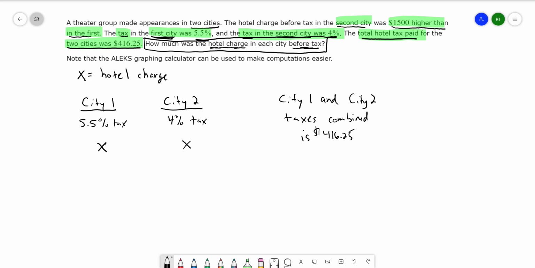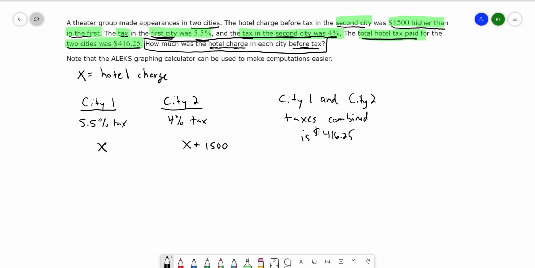But that's not true, because they said the second city is $1,500 higher. If I leave it as X and X, that means they're the same. To show that city 2 is $1,500 higher, I'm going to put plus 1,500. That makes the hotel charge in city 2 $1,500 higher than the first. If they had said it was $1,500 less, the only thing I would change is to put a minus sign. But since they said higher, I have to add 1,500 in this case.